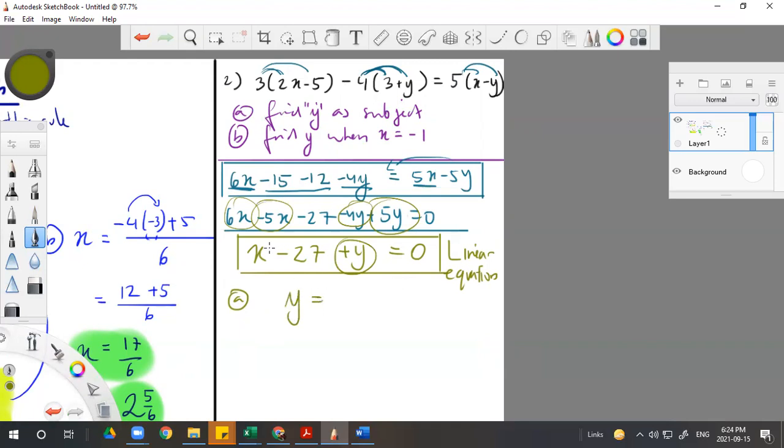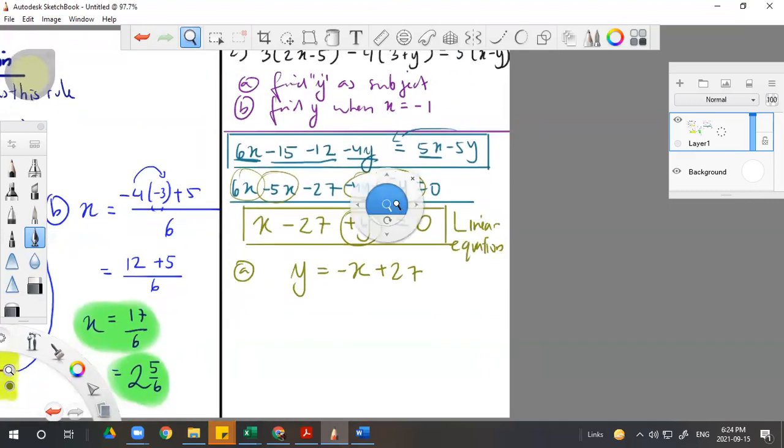You put the x and 27 on the other hand side, on the right hand side. X becomes -x on the right hand side because you just do the inverse operation, plus x. -27 becomes plus 27. That's it for question A, right? You put the y as subject.